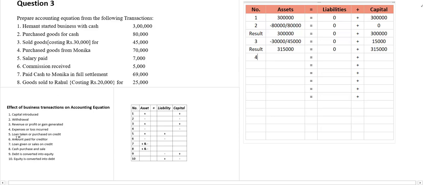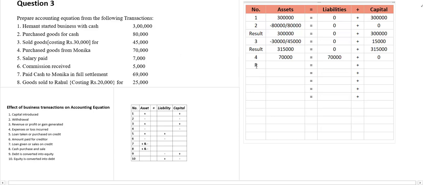So where is this? This one. Loan taken or purchase on credit. Point number 5: you purchased goods from Monica. One side asset increase, on the other side liability increase, right? So you have to mention here goods purchased from Monica. Value of the goods is how much? 70,000. So liability also increased by 70,000. But what about capital? Of course there is no effect on the capital.